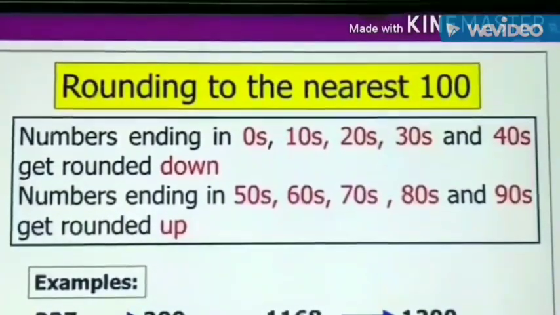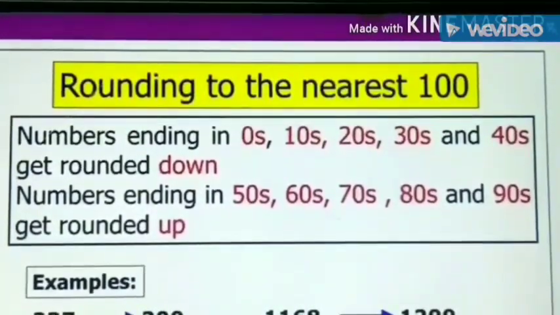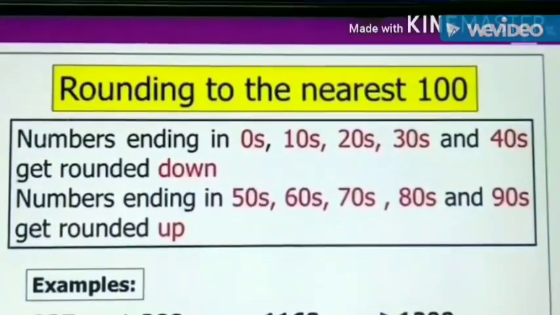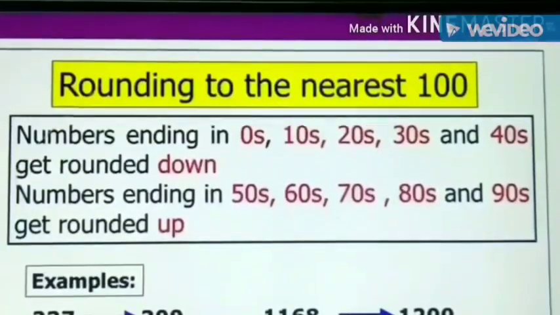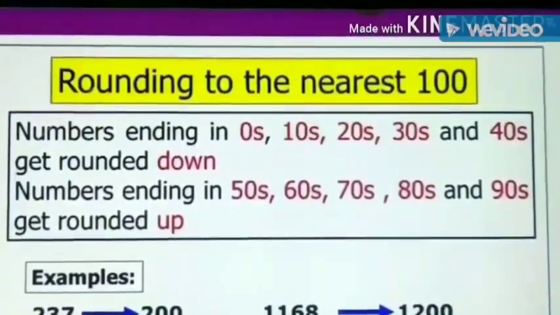Rounding to the nearest 100. Numbers ending in zeros, tens, twenties, thirties and forties get rounded down. Numbers ending in 50s, 60s, 70s, 80s and 90s get rounded up.